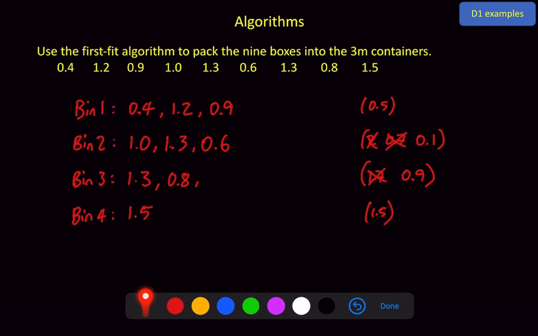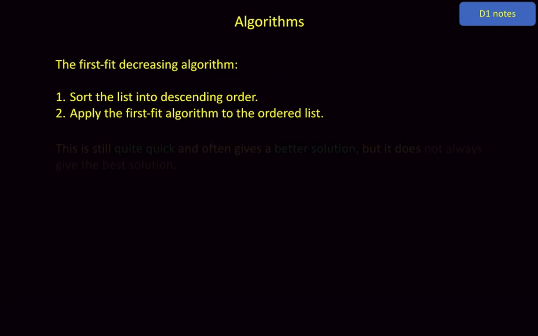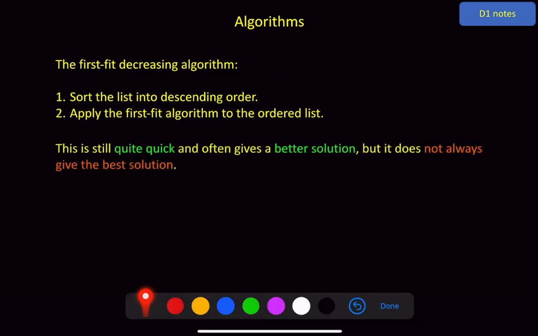But as you can see, there's quite a lot of wasted space there, and we didn't get down to our 3-bin optimal target. Second algorithm is the first fit decreasing algorithm. This is basically the same thing, but first you sort the list into descending order, then you apply the first fit algorithm. Pros: this is still quite quick, and it often gives a better solution if you start with the list in order, but it doesn't always give the best solution.